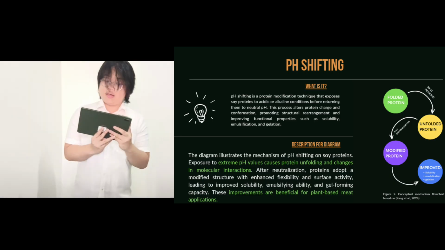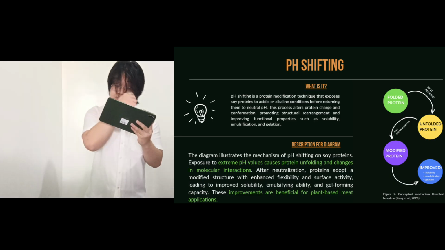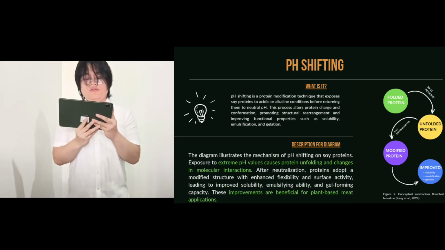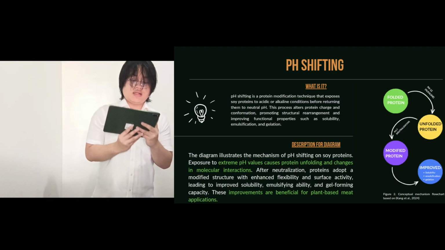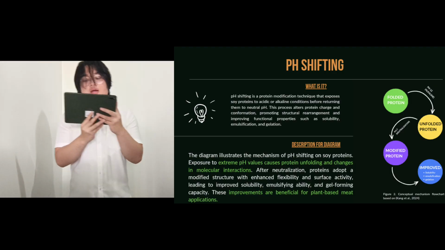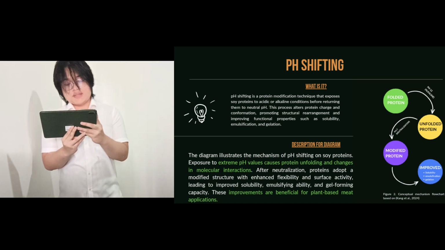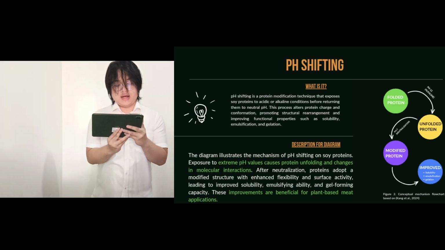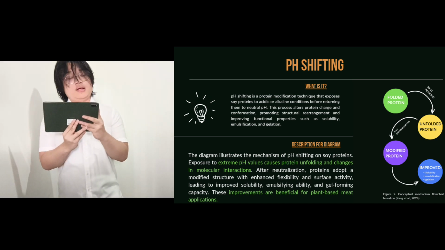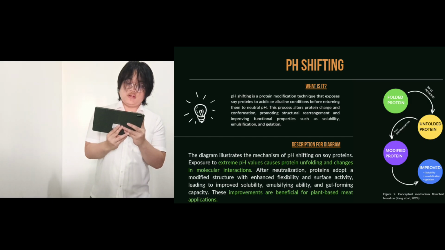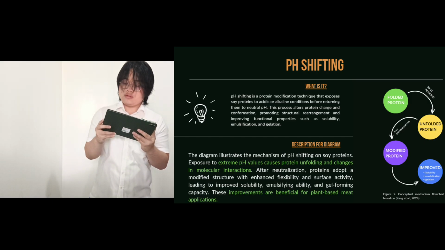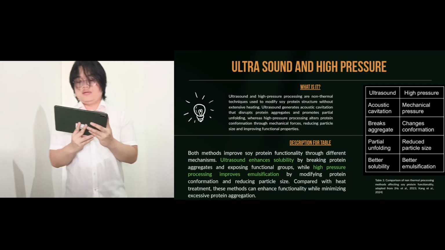As shown in the diagram, these structural changes improve important functional properties such as solubility, emulsification, and gelation. Because of these benefits, pH shifting has attracted considerable interest as a protein modification technique. On to the next slide.